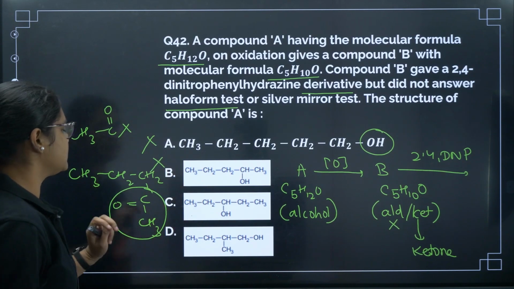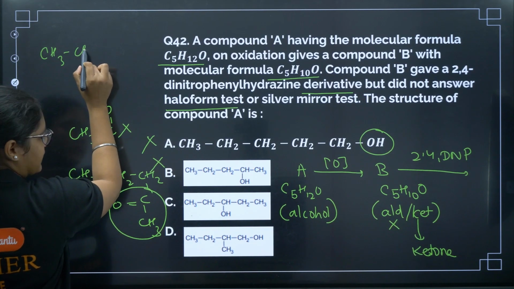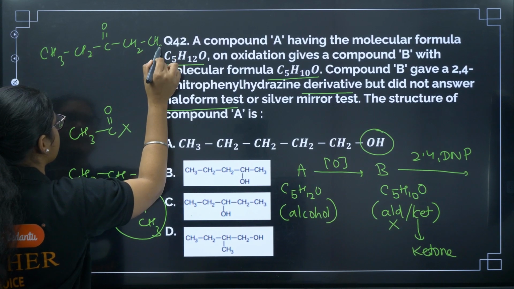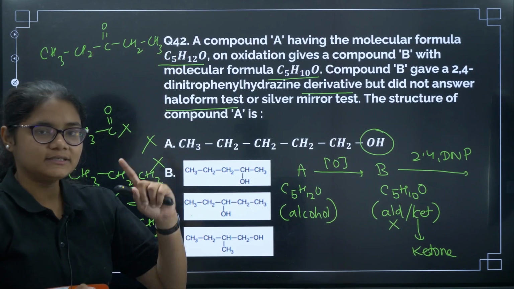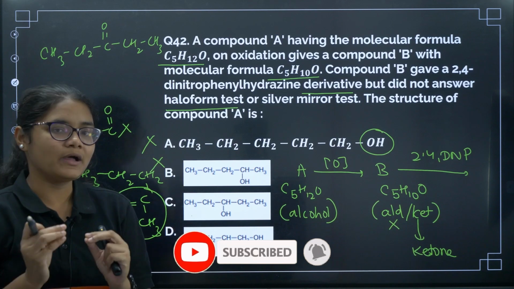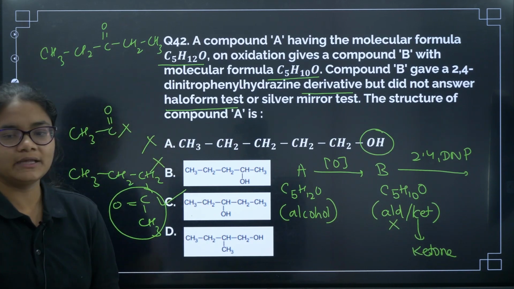Now if you see option number C, the ketone produced here is CH3CH2C=OCH2CH3. So this satisfies all the conditions. It is a ketone. It doesn't have any CH3CO group to show haloform reaction also. So the correct answer for this question will be option number C.